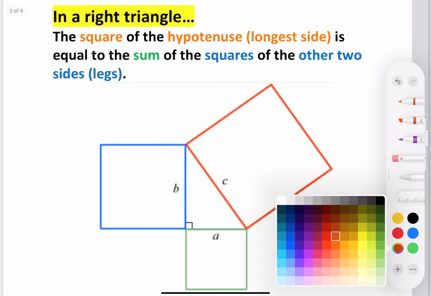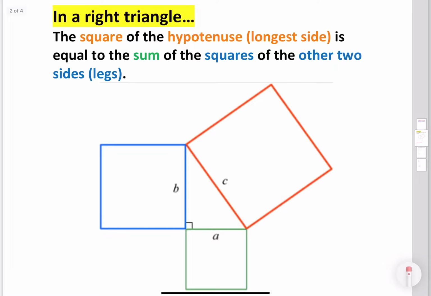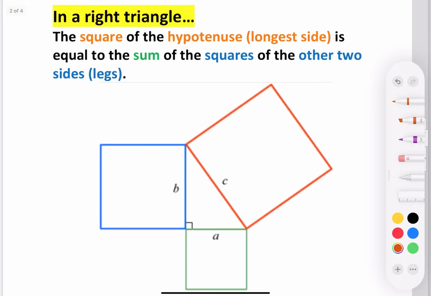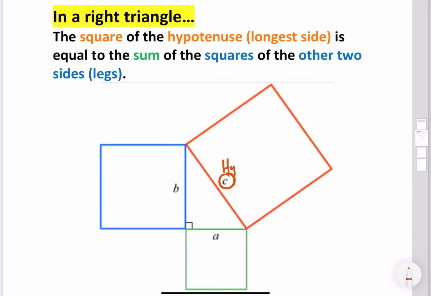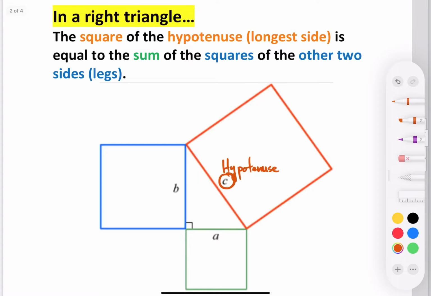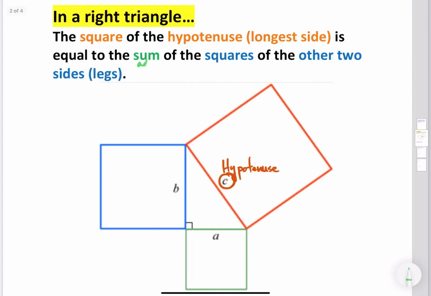Well, if we take a look at this triangle here, we have our hypotenuse, which is going to be the longest side. So the hypotenuse is going to be our C value here. And it says that the square of this hypotenuse, and that's why we have these squares here, is going to be equal to the sum. The sum means to add. So sum means to add up these two other squares.